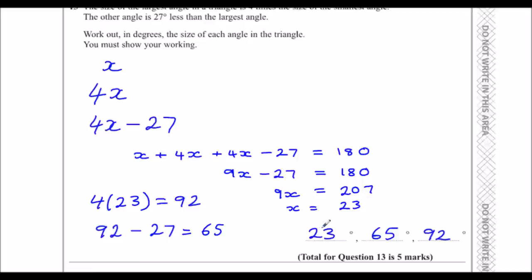And we could check 23 plus 65 plus 92, and it does equal 180.